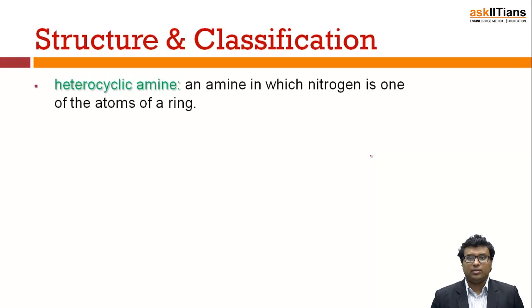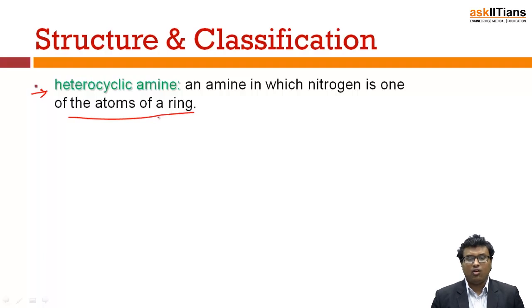So heterocyclic amine is that amine in which nitrogen is one of the atoms of the ring. Just like you have homocyclic amine, you can have heterocyclic amine. Just like you have aliphatic and aryl amine, you can have a heterocyclic amine. And this is the amine in which nitrogen is one of the atoms in the ring.